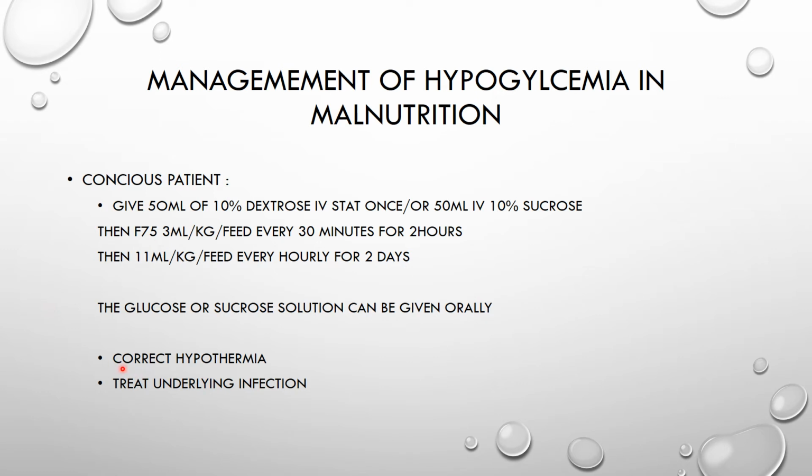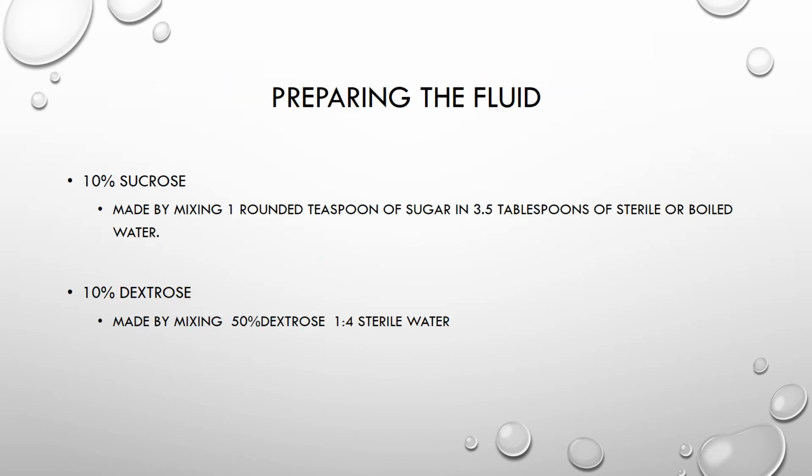Then we have to correct hypothermia, because like we said, hypothermia can cause hypoglycemia, and we don't want the patient to go back into hypoglycemia. So we correct the hypothermia by warming up the patient, covering the patient in blankets and clothing, covering the head, and putting the patient in a warm room. Then we have to treat any underlying infections. So IV antibiotics should be given as soon as possible.